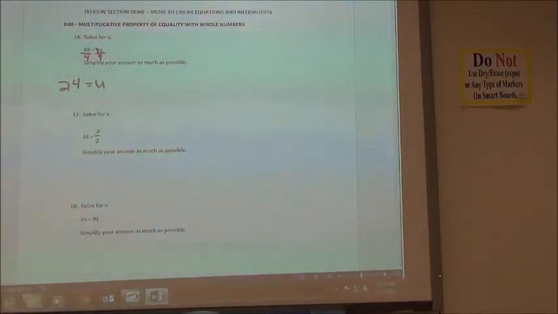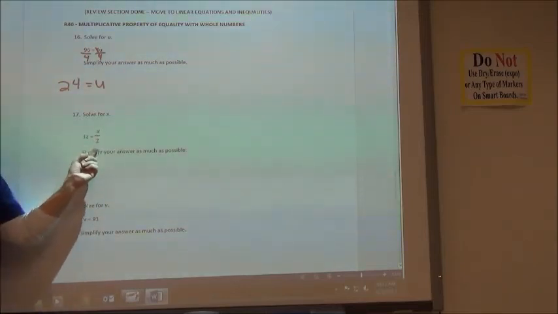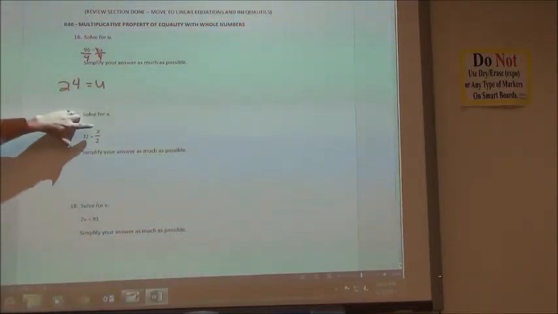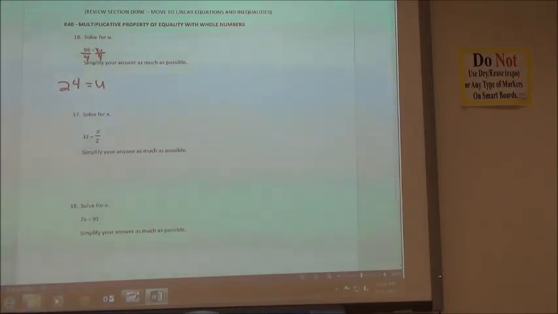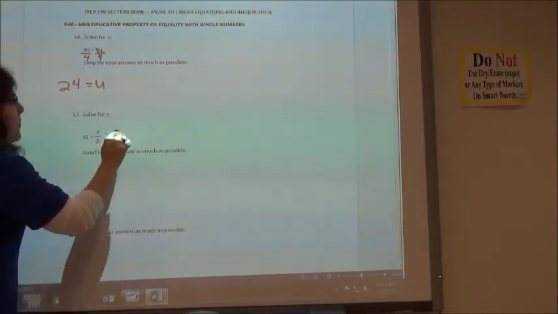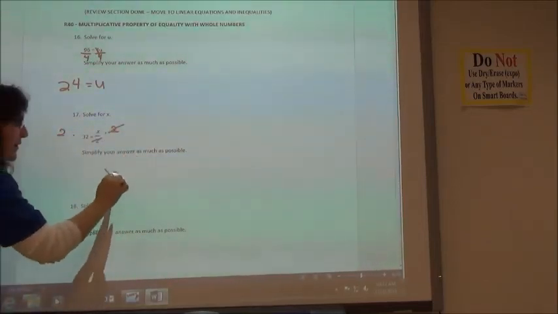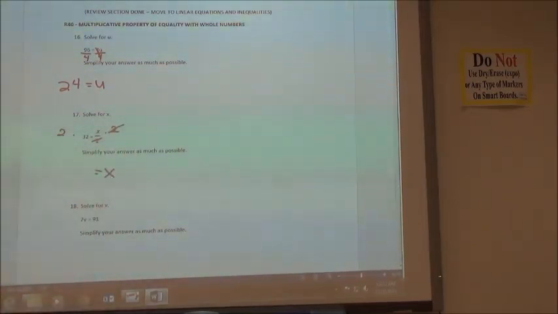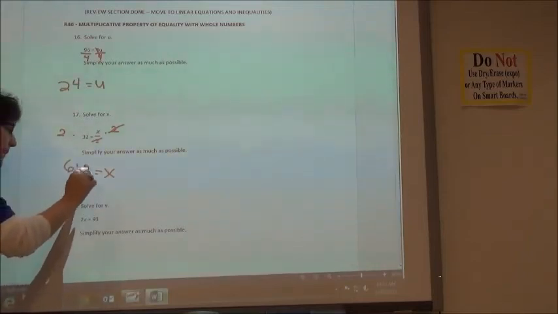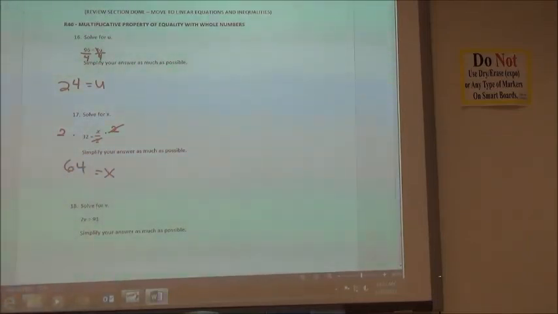Now also, since multiplication and division are inverses of each other, if I have something like number 17 where I have x over 2, which means x divided by 2, to get the x by itself, I do the opposite of dividing, so I multiply by the 2. Technically, again, I'm multiplying both sides by 2 so that I can cancel the 2's out, leaving the x by itself. 32 times 2, 64. So x equals 64.